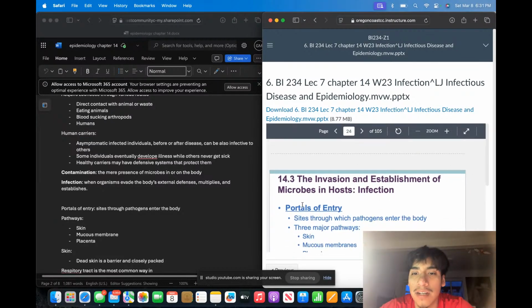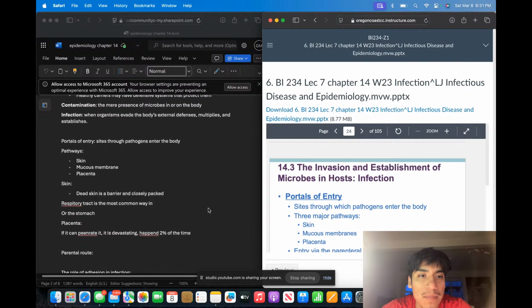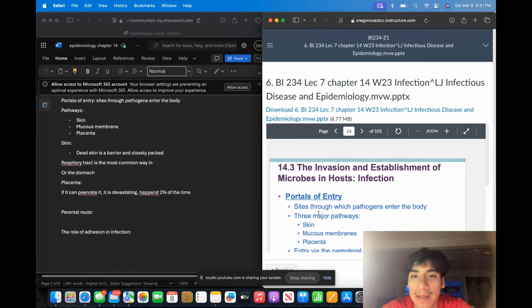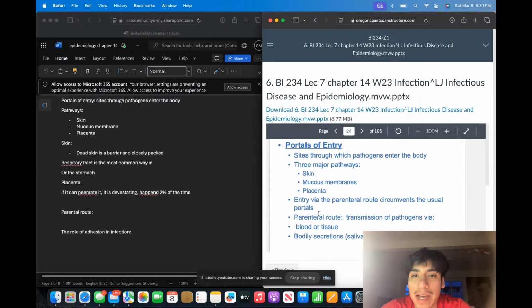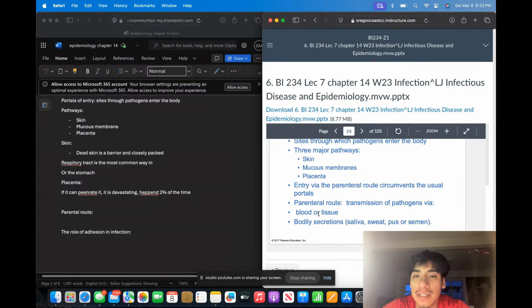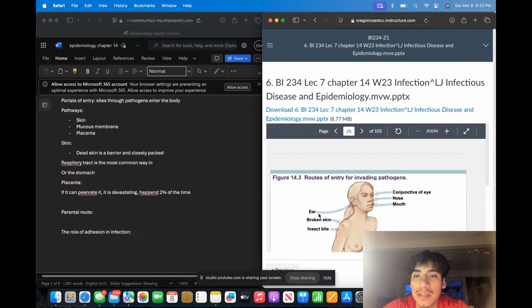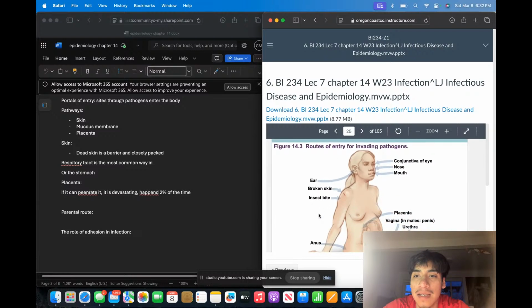All right, so let's go to common portals of entry. Basically, sites where pathogens enter the body. There are three major pathways: the skin, mucous membrane, and placenta. Entry via the parenteral route circumvents the usual portals. Blood or tissue, bodily saliva, secretions. Routes of entry for invading pathogens.